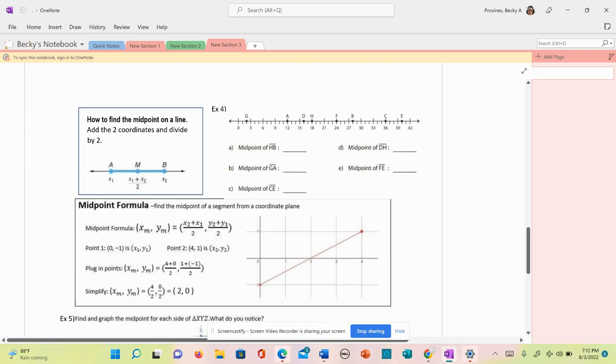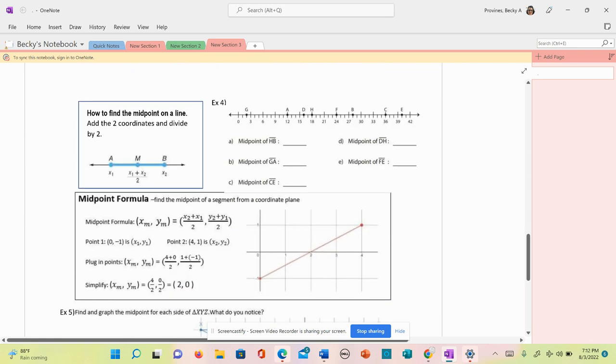All right, so we're going to flip it over. And the next part is about midpoints. And of course, midpoint, mid means middle. So it's the point literally in the middle. So we're going to start out very easy on a number line. So how do you find the midpoint on a number line?